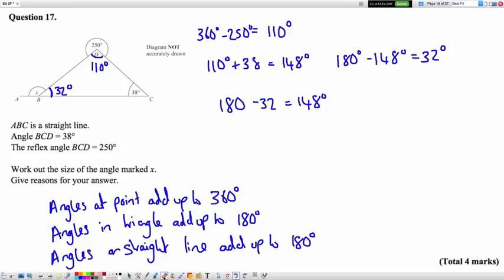Now alternatively, you may have used another rule which is around the exterior angle of a triangle. So this angle is equal to the sum of the opposite interior angles. So these two added up together equals this angle, which we would have seen here, the 148, when we added the 110 and the 38.